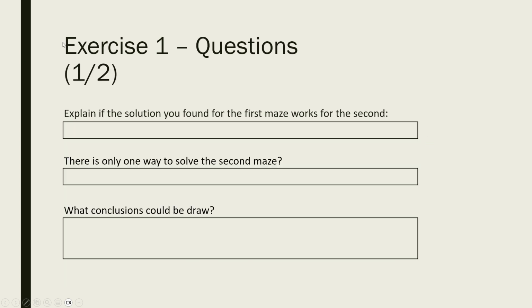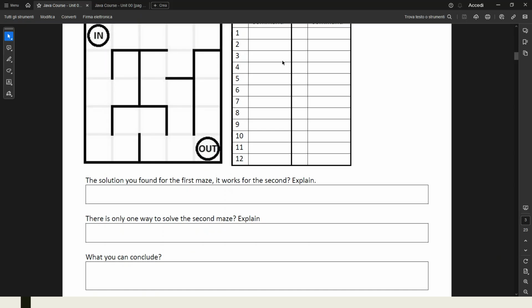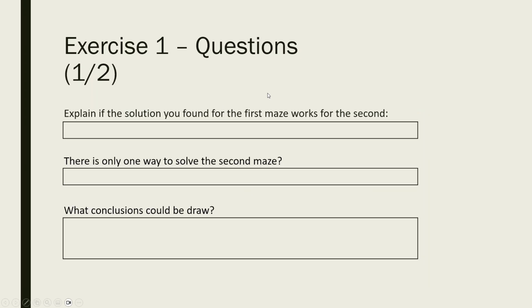Now, before going forward, you will have to answer this question about the first 2 mazes. You can write on a piece of paper. If you have an ink device, you can write on this PDF directly, or you can print the PDF and write with pen or pencil. Whichever way you are more comfortable with is okay. But it's really important that you write down the answer because I want you to think about this. Now you can pause the video, answer the question, and restart it after.